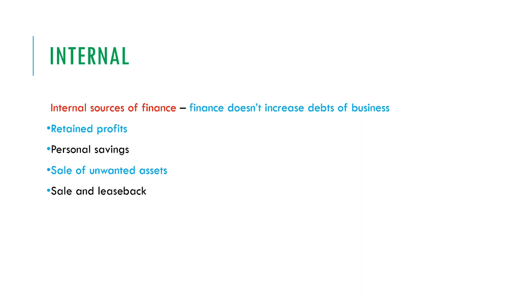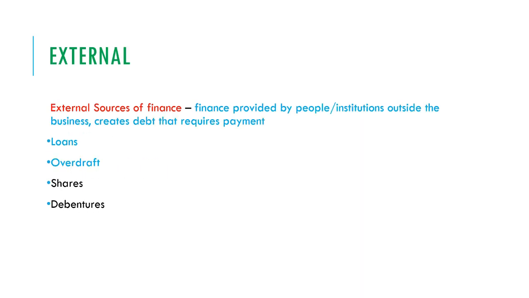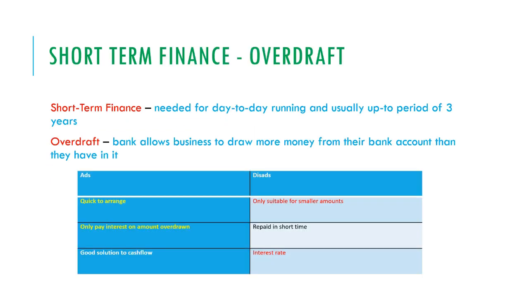We'll go through the internal sources of finance first, which is finance that doesn't increase the debts of the business, and these include retained profits, personal savings, the sale of unwanted assets, and sale and leaseback. Then you have external sources of finance, which is finance provided by people and institutions outside the business, and these do create debt that requires payment back. These include loans, overdrafts, shares, and debentures. So let's go through short-term finance, medium-term, and then long-term finance.